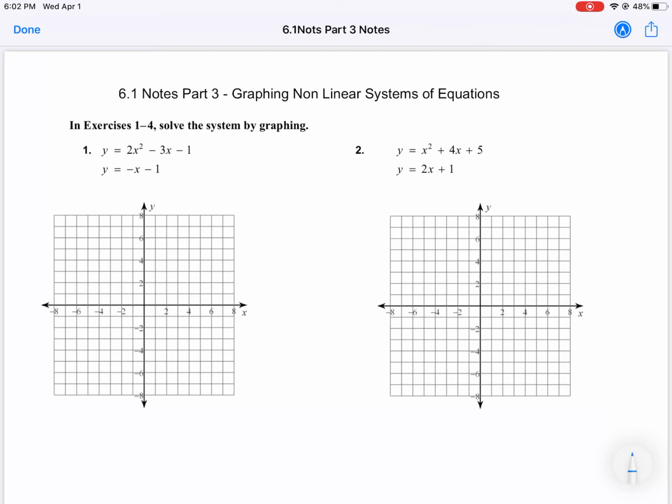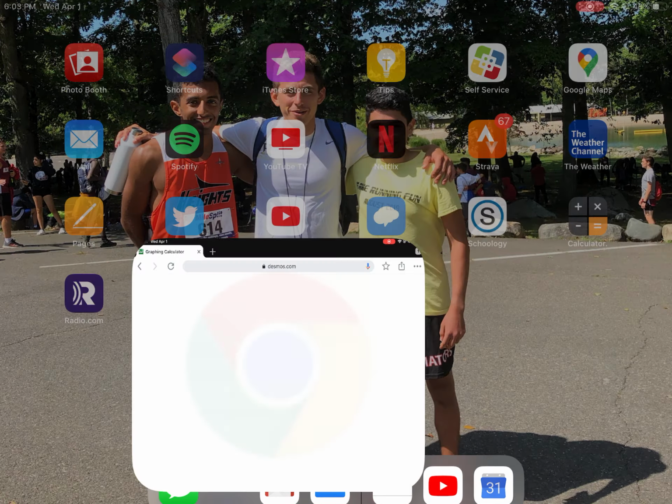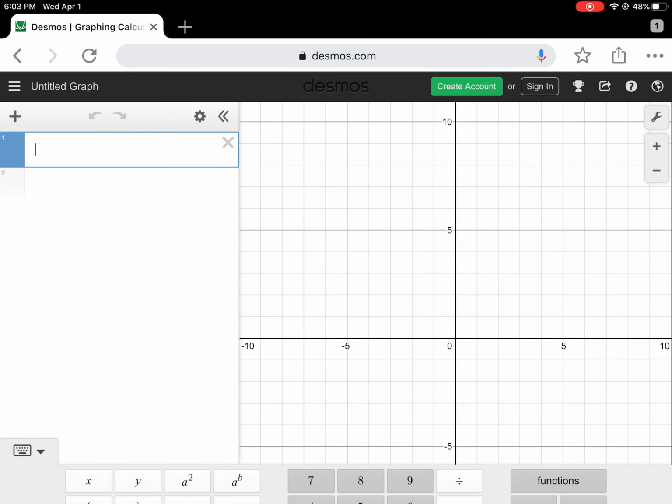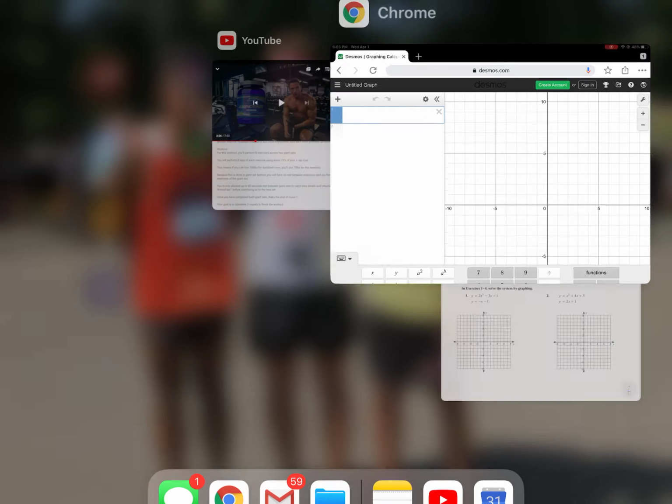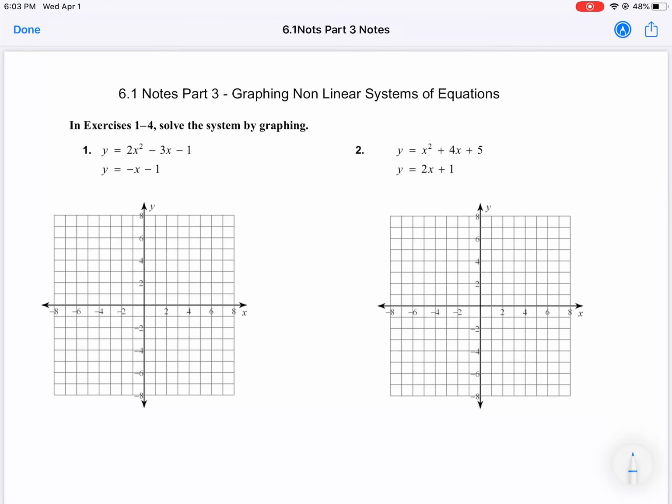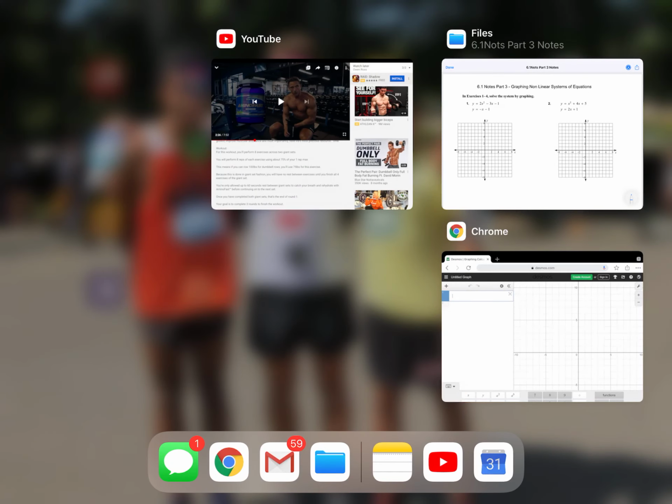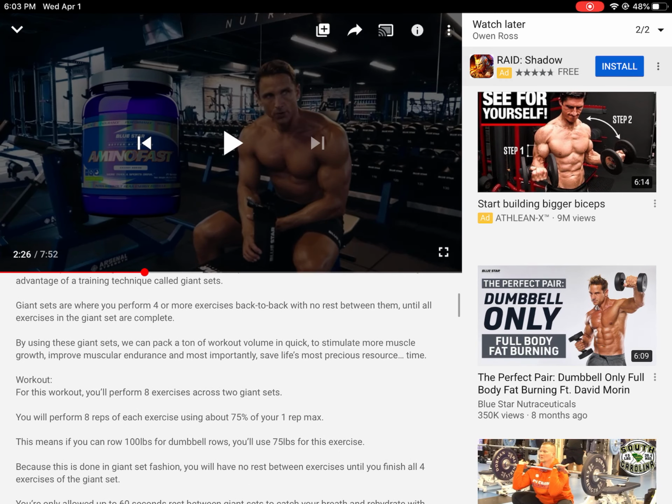But anyways, last section on 6.1, it's broken up into three sections, really. So, like, a bunch of subsections. We're still going to be solving systems of equations, but this time we're now using nonlinear equations. So what that means is quadratic equations, like the U-shaped graphs. So it's really the same idea we were doing yesterday, but now we're just going to be using a quadratic equation, like I said. So we're going to use Desmos and all that good stuff.